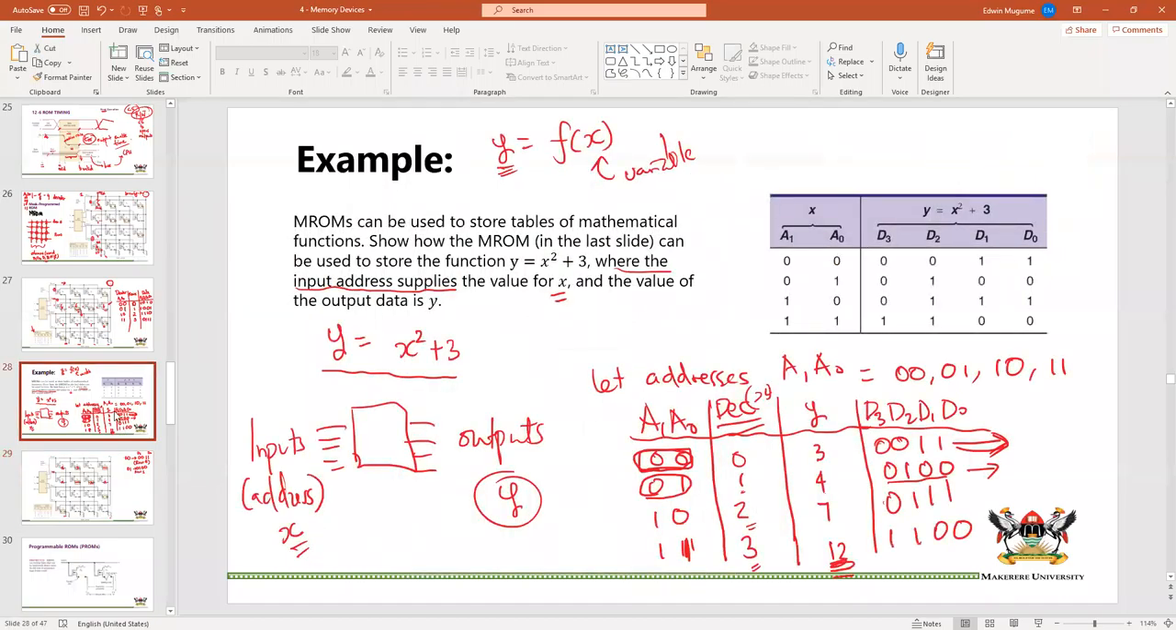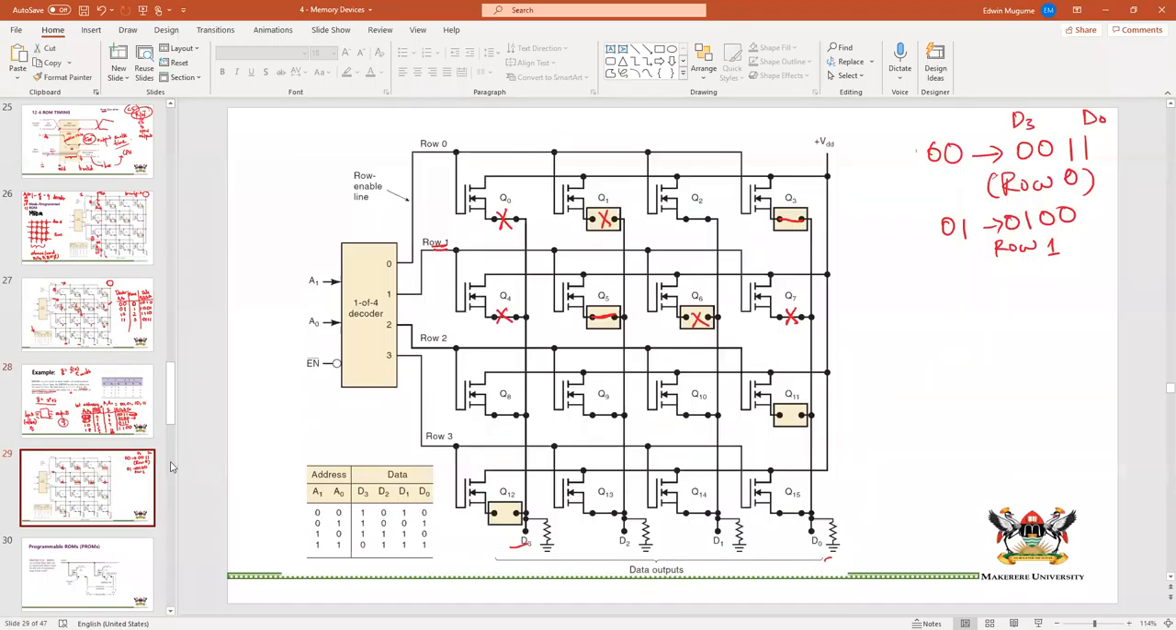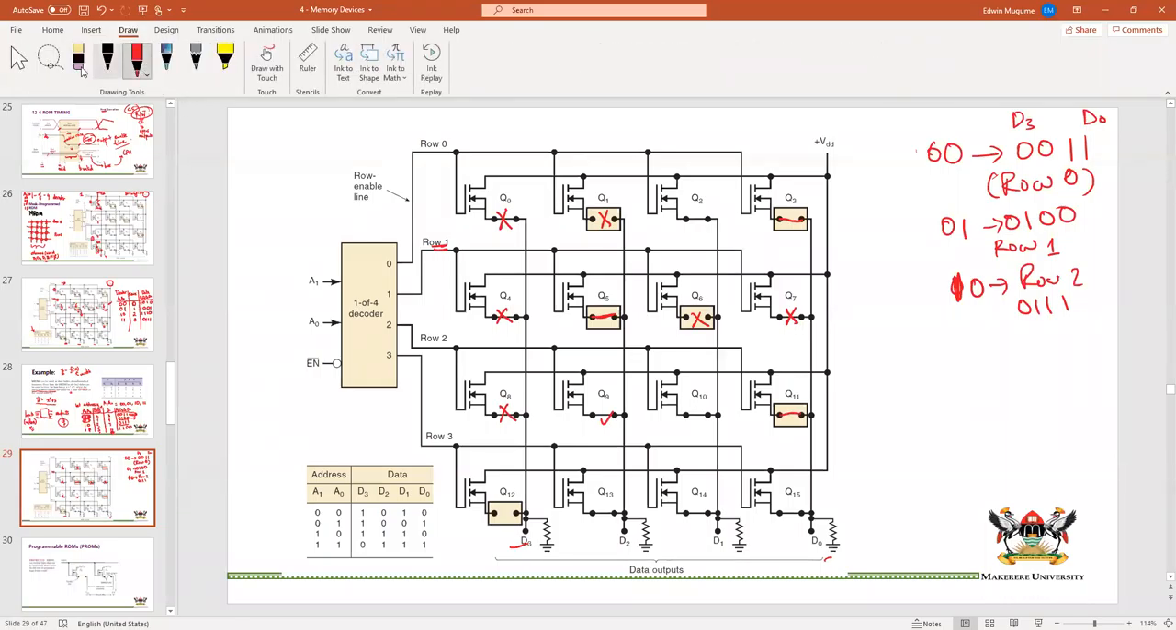For row 2, sorry, it is 10, row 2, and the data is 0111. So it means I'll break that. I will keep this connected, this connected, and keep that connected, and so on and so forth. And so you can see what they program.